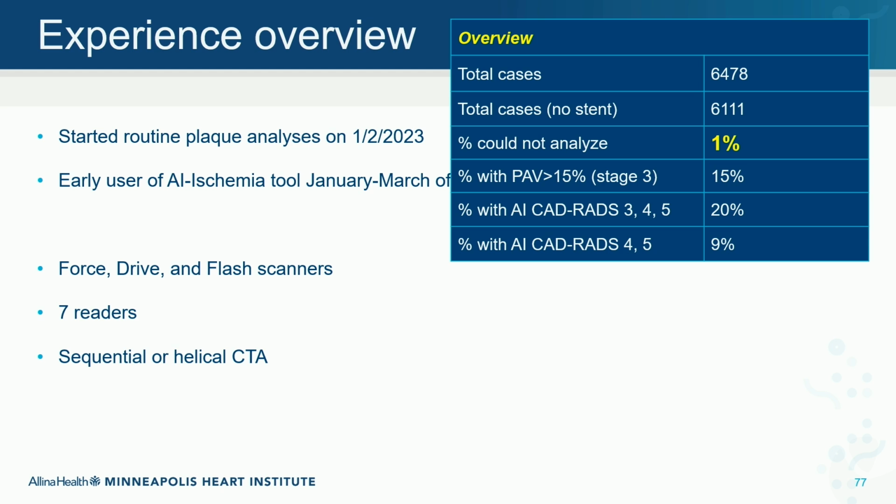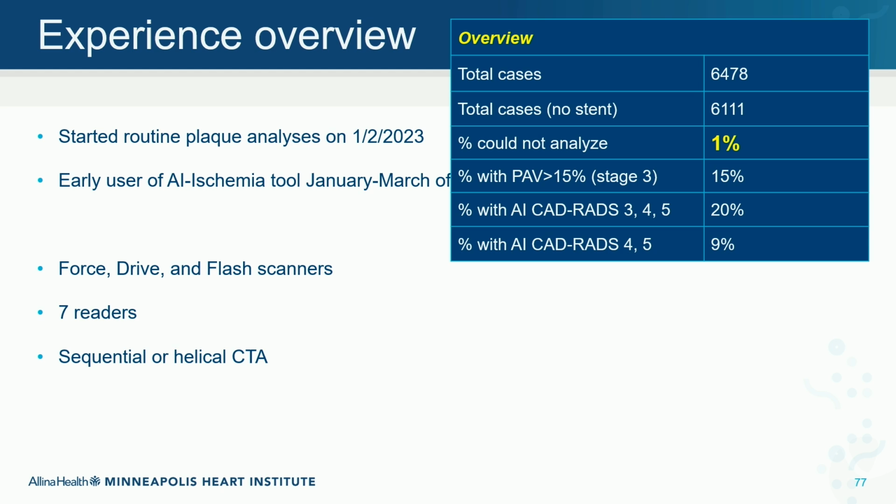And it's almost unheard of for me to hear from my techs that a request has been asked for them to somehow reconstruct the data or reacquire images. And then you can see the estimated disease burden based on the Cleerly AI CAD-RADS scoring, with 20%, 50% or greater stenosis, and about 10%, 70% or greater stenosis.